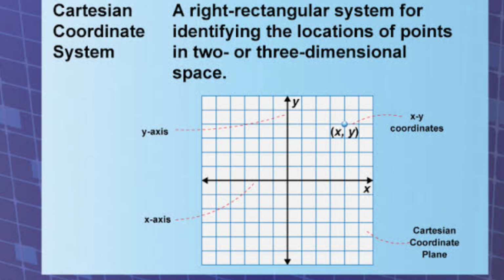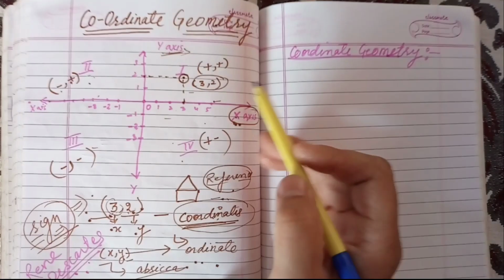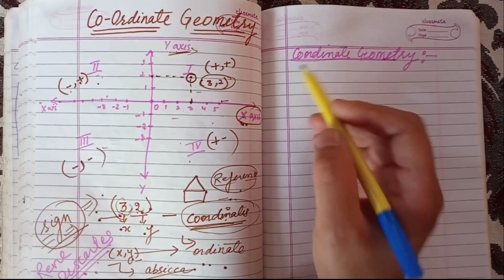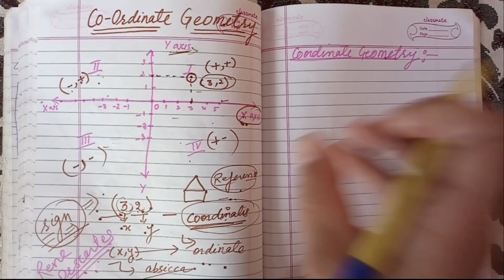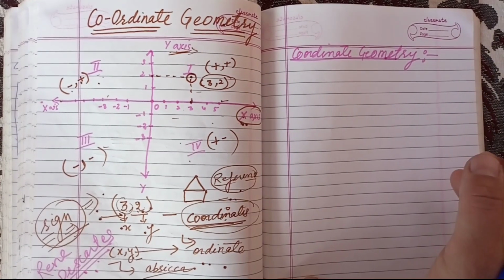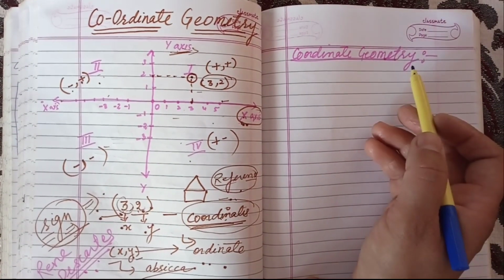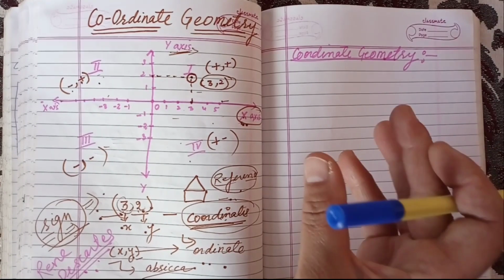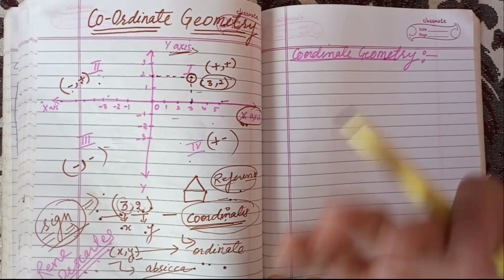Which concept? This Cartesian coordinate system is used in geometry. When the Cartesian coordinate system is used in geometry, then it becomes coordinate geometry, right? Coordinate geometry is when the Cartesian coordinate system is used in geometry. It is the most important branch of mathematics. It is also known as analytical geometry.